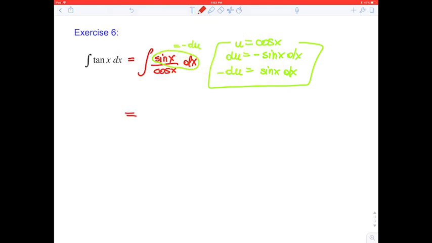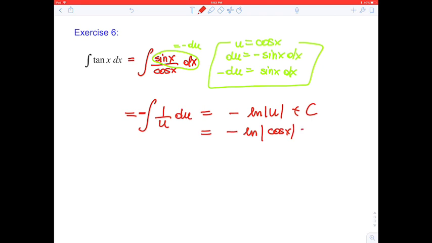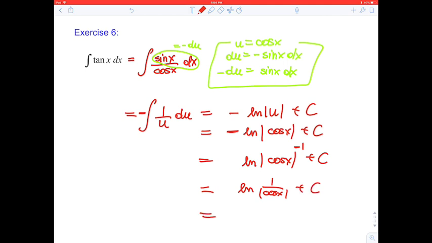Okay, and my integral is 1 over u, negative du. I can put the negative here. Negative integral of 1 over u is ln of u plus the constant of integration. Now let's substitute back. u was cosine of x. Another thing I can do, I can apply this negative as a negative 1 exponent. Cosine of x to the negative 1 is 1 over cosine. And we know that 1 over cosine is simply secant of x.